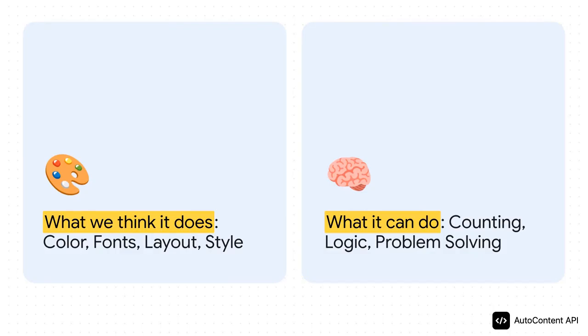And this really lays it all out. On one hand, you've got the CSS we all know and love. It's our go-to tool for making websites look good. But on the other hand, it has this secret identity, a version of CSS that can actually count, apply logic, and even solve some pretty tricky puzzles. And we're about to see that hidden identity in action.